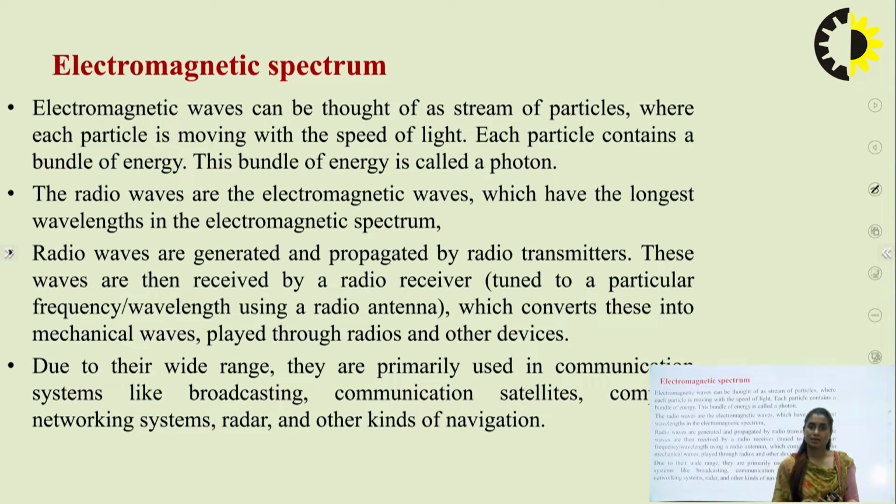So the radio waves are electromagnetic waves which have the longest wavelength in the EM spectrum. Now radio waves are generated and propagated by radio transmitters. These waves are then received by radio receivers. And how do these receivers work? They are tuned at a particular frequency and they receive that particular frequency only, which converts these into mechanical waves played through radios and other devices. Now, due to their wide range, they are primarily used in communication systems like broadcasting, communication satellites, computer networking systems, radar, and other kinds of navigation. So these have plenty of applications.